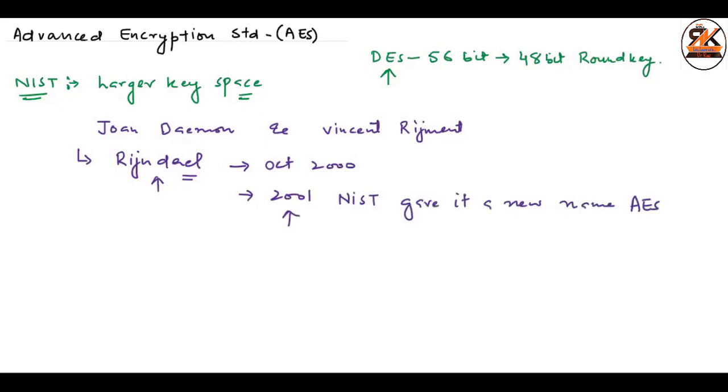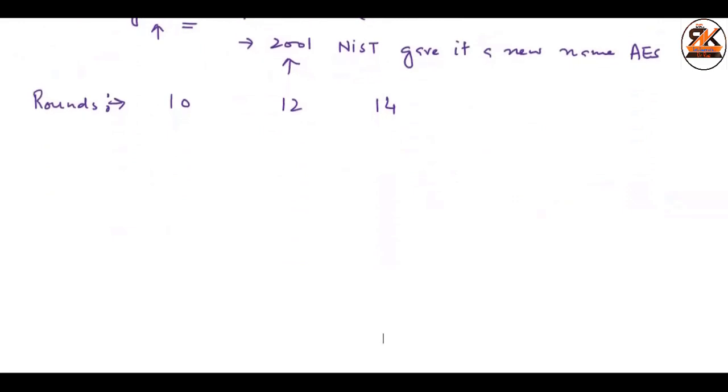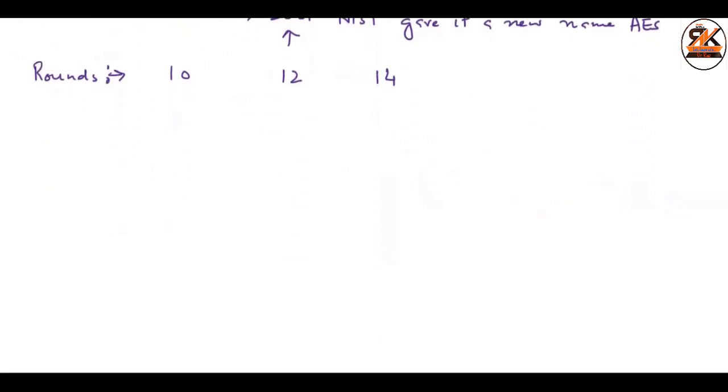Although it was selected in the year 2000, the draft was given then. Fine. So this is a brief history about AES. In AES, there are different variants with different numbers of rounds. We can have 10 rounds, 12 rounds, or 14 rounds, and these numbers of rounds are based on the key space.